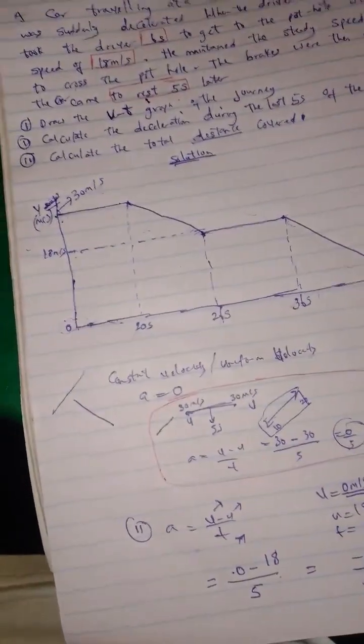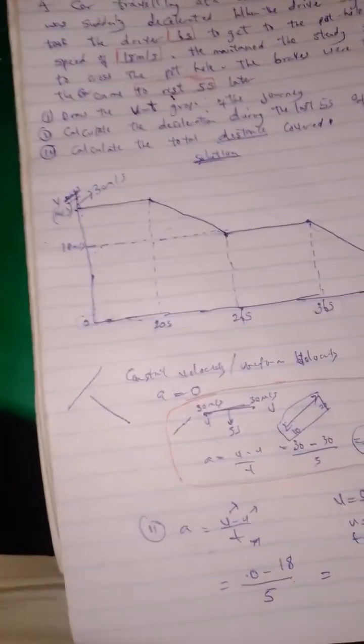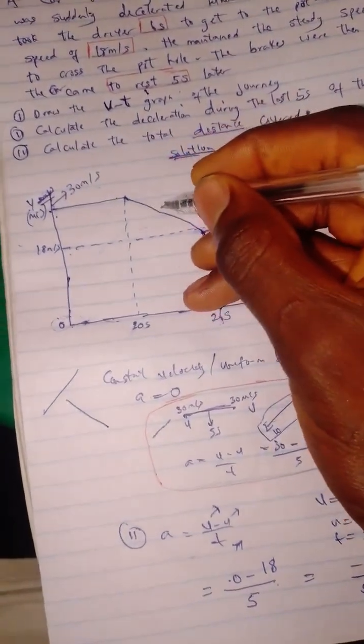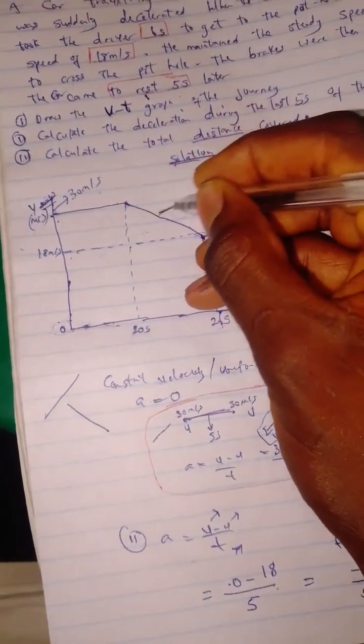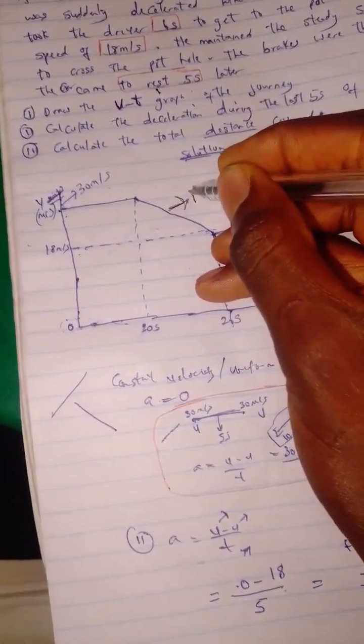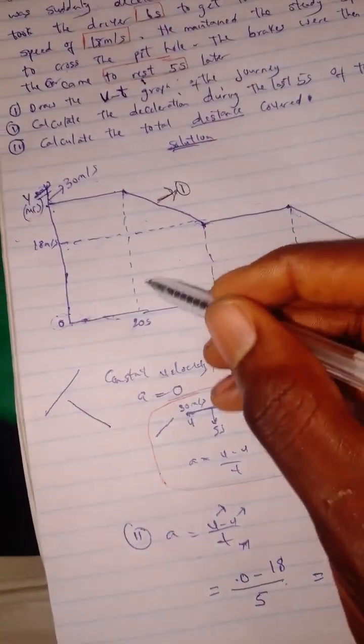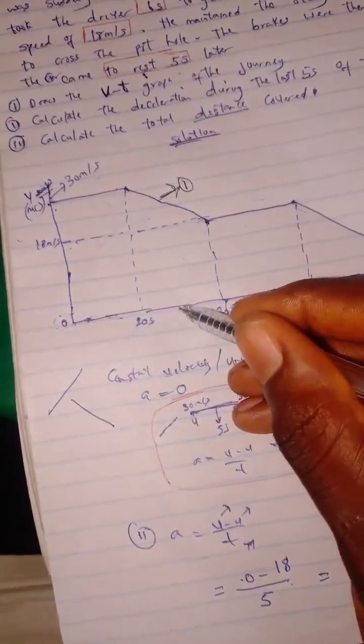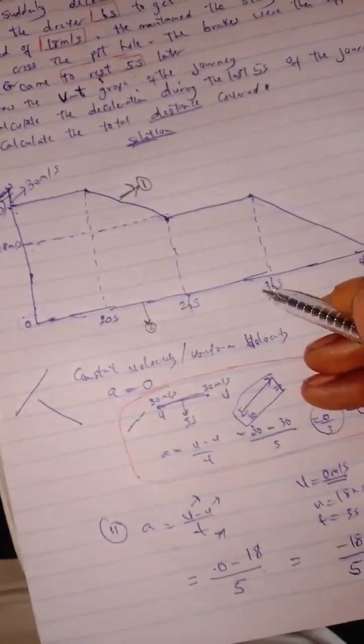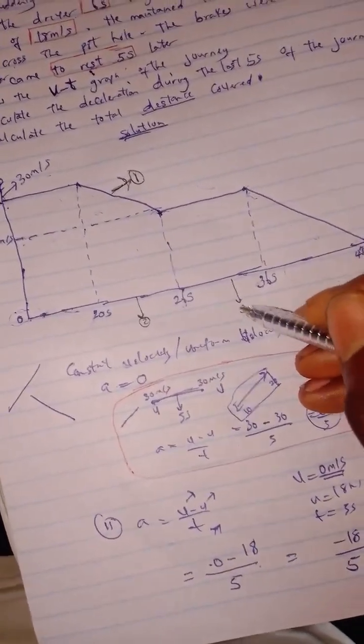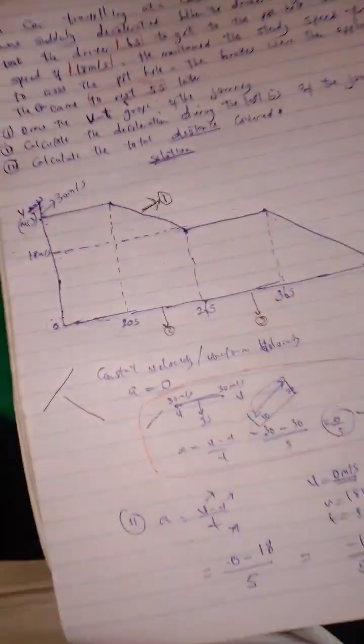So I'm going to label this now. So we take this part as 1, we take these parts entirely here as 2, and we take this part here as 3. So we have divided it into 3 now. Now let's go into it.